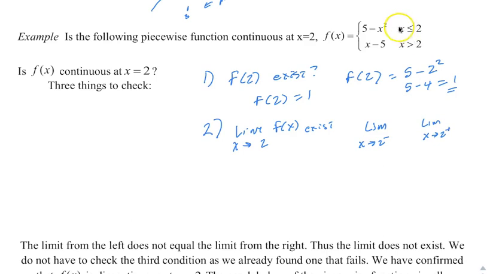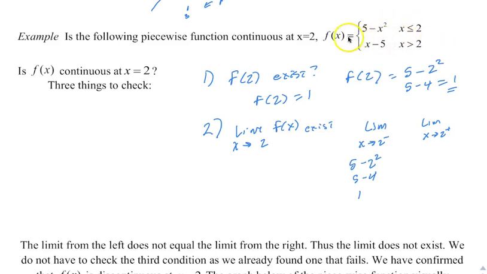Now the limit from the left, we do have an equation for it. Remember, left is from the left side, also known as the less than side. So this is our limit from the left. We're just going to sub the value in. So we're going to do 5 minus 2 squared, which is 5 minus 4, which is 1.